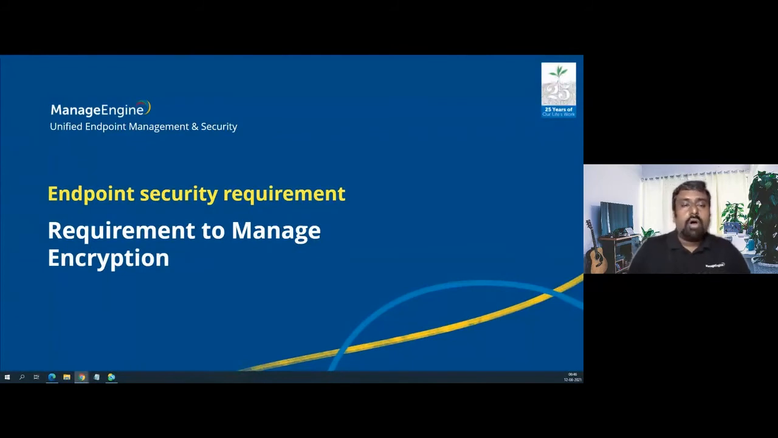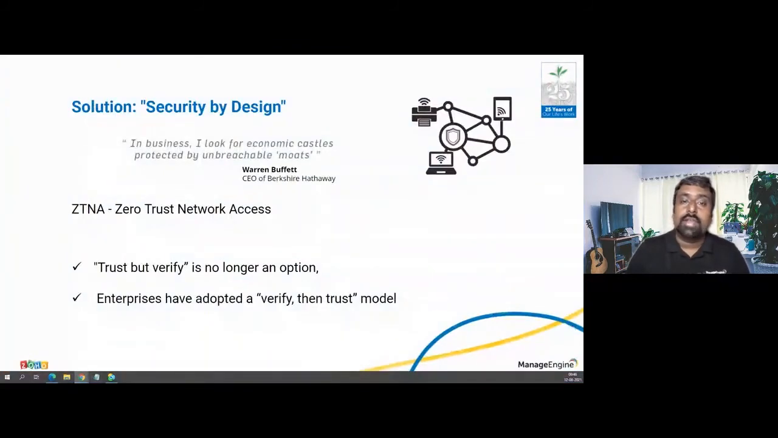And while you have all these things, you must also adopt one more technique called the zero trust network access model. What is this zero trust network access model? That's our solution.